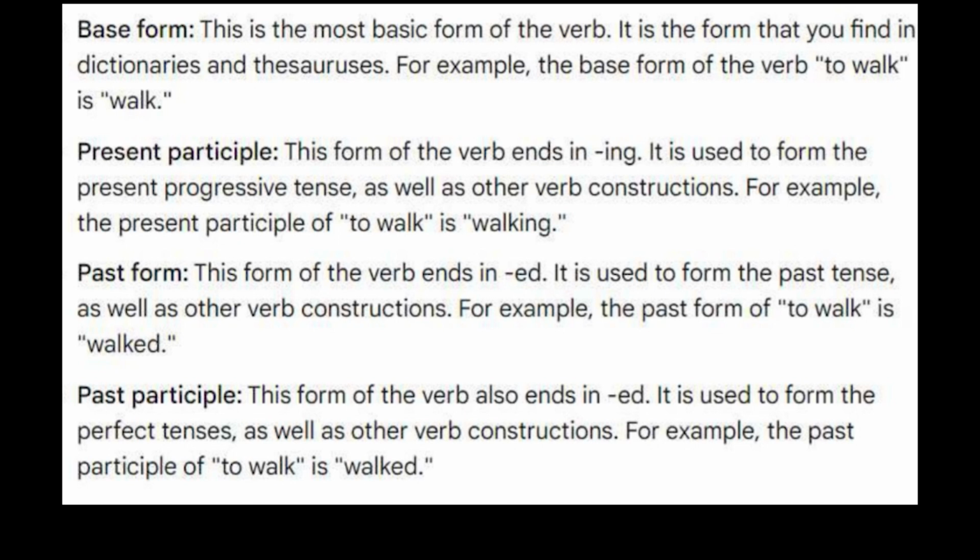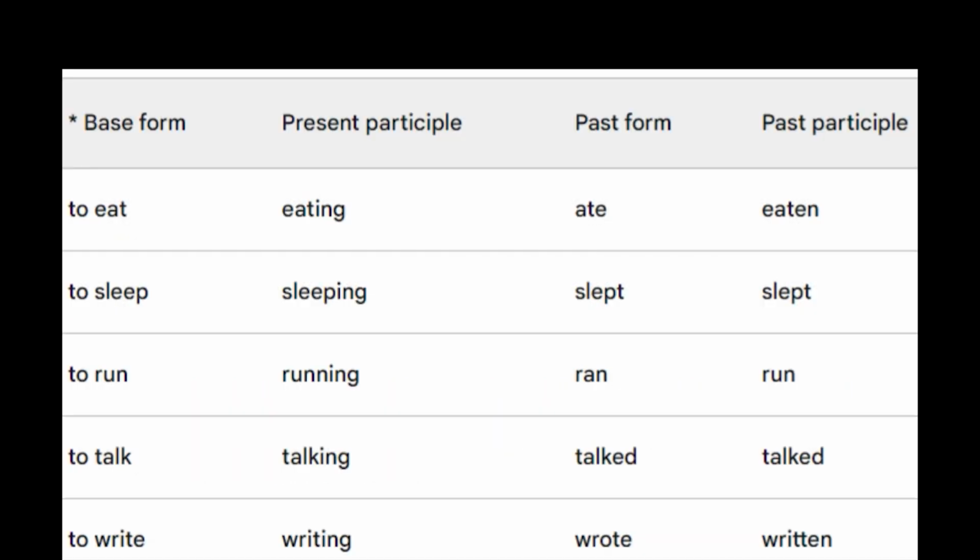Now, let's talk about why it's important to know these forms. Using the correct form of the verb can completely change the meaning of a sentence and can help you avoid misunderstandings. For example, saying, "I have ate lunch," instead of, "I have eaten lunch," can make you sound less educated and less proficient in English.